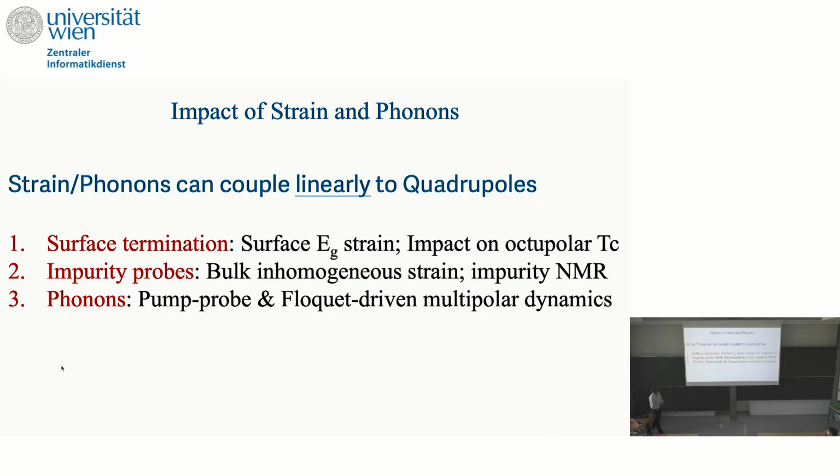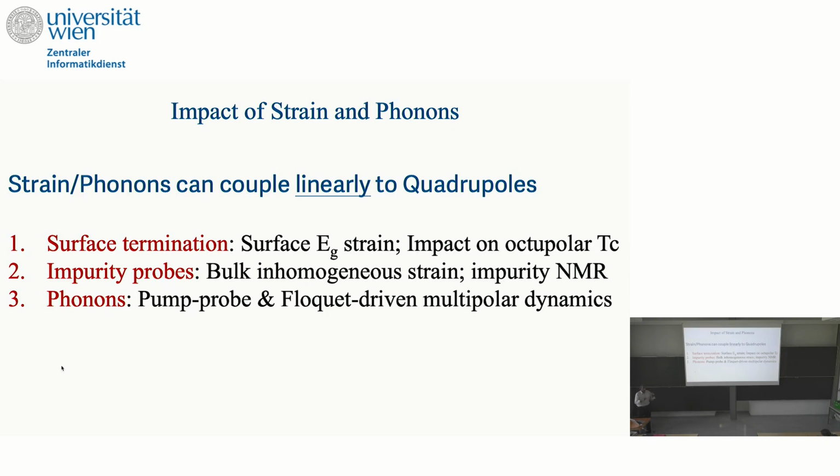So with that, I want to switch to three things that I wanted to mention related to our work on this, which is that since strain and phonons can couple linearly to the quadrupoles, we can look at various ways in which strain enters the problem here. So one is, imagine I have a bulk crystal, and this crystal has some surface at which it is terminated. Then at the surface, you have lower symmetry than in the bulk. And you could ask, how does that surface strain impact the physics?